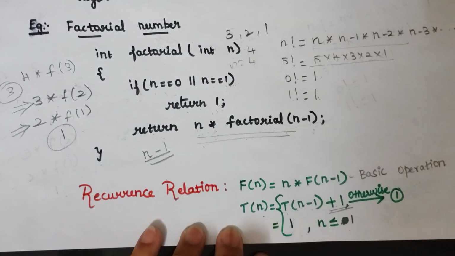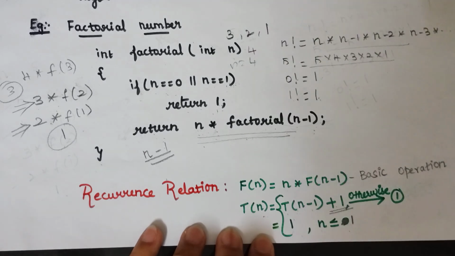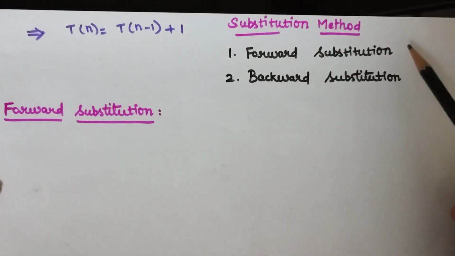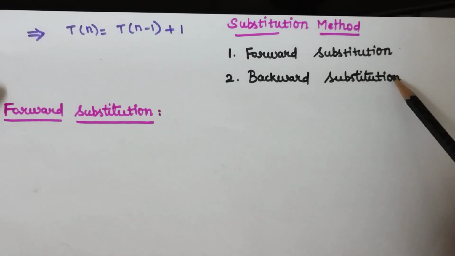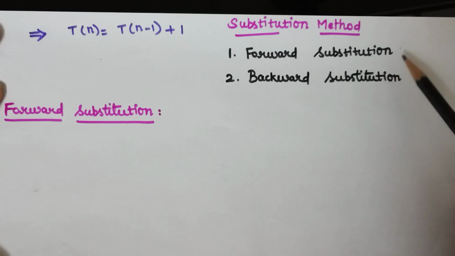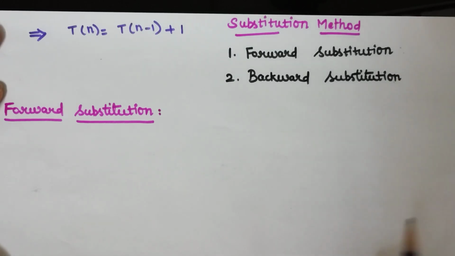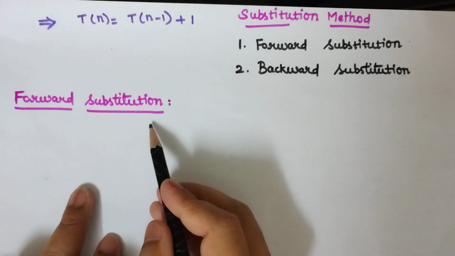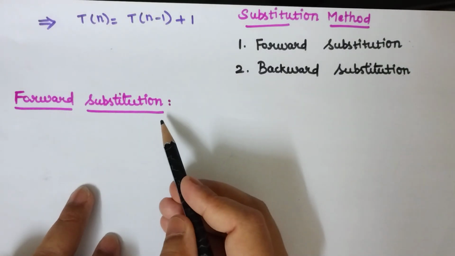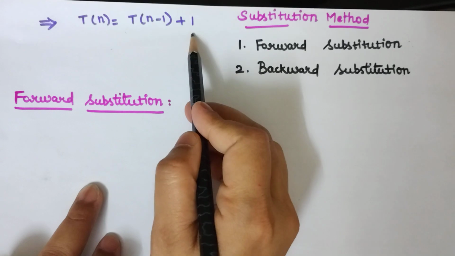How do we find the time complexity? By using this recurrence relation. For that we have the substitution method. We will see what that substitution method is. Here is the substitution method, and there are two substitution methods to solve this problem. One is forward substitution and the other one is backward substitution. First we'll see how we apply forward substitution to solve this recurrence relation.